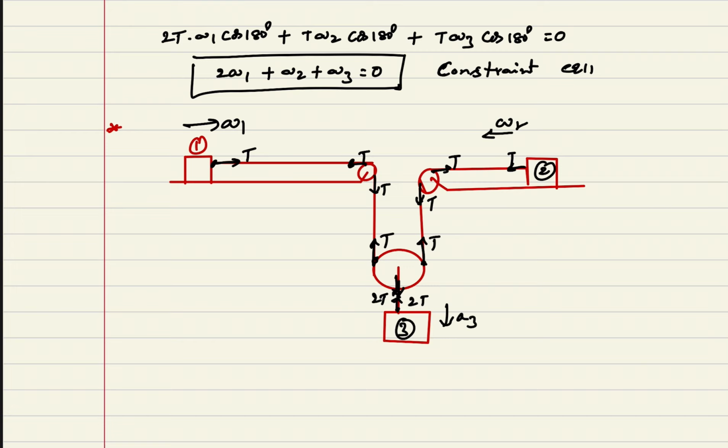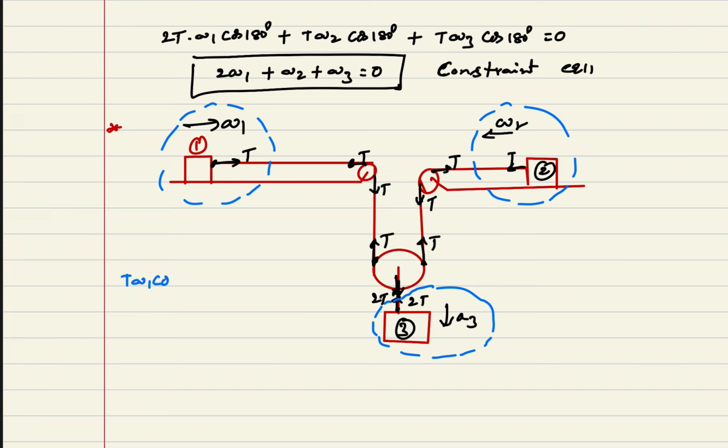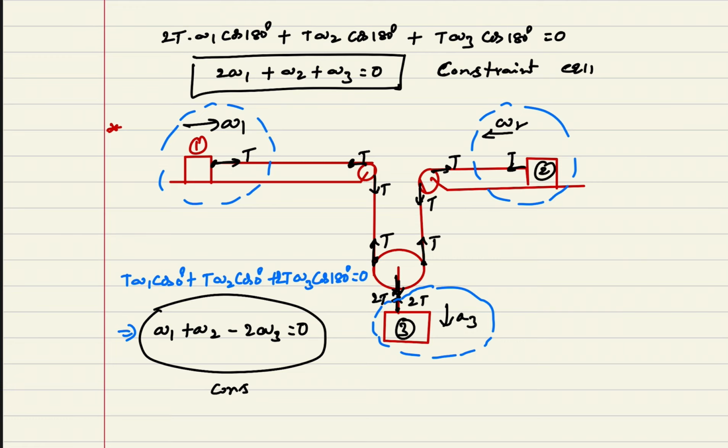Now what is the constraint relation? Now you can see 2T is in the upward direction, a3 downward direction. T and a1, and T and a2. As per our relation, you can write T into a1 cos 0 degrees plus T into a2 cos 0 degrees plus 2T into a3 cos 180 degrees is equal to 0. So finally you can see that a1 plus a2 minus 2 a3, all T's get cancelled, is equal to 0. This is the constraint equation.